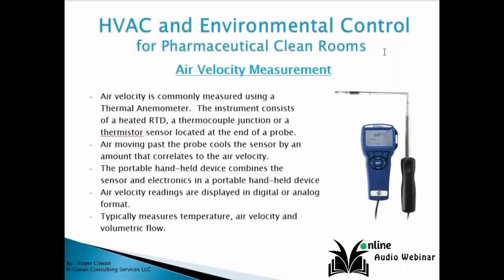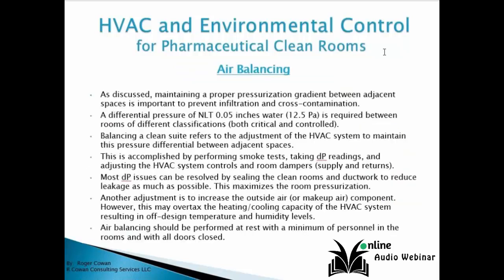How do you measure air velocity? It's measured using a thermal anemometer. Okay, here's a new subject, air balancing. As we've discussed, maintaining a proper pressure gradient between adjacent spaces, it's really important to prevent both infiltration and cross-contamination.